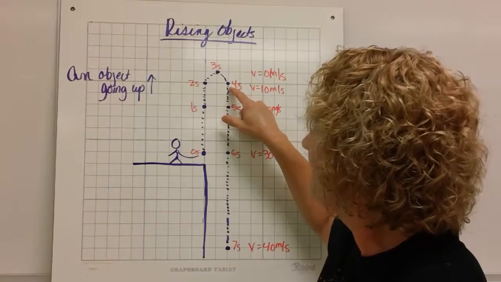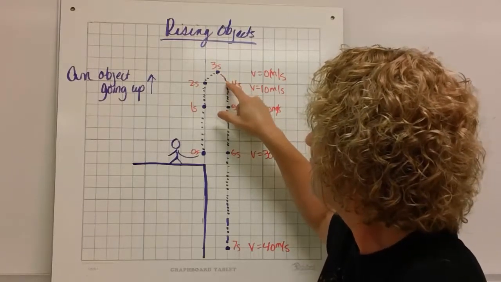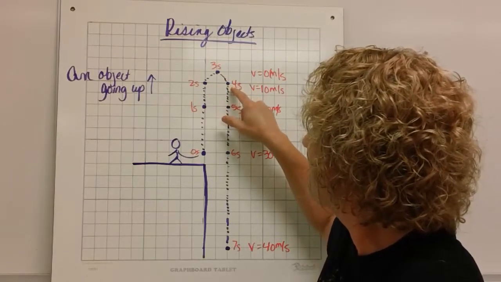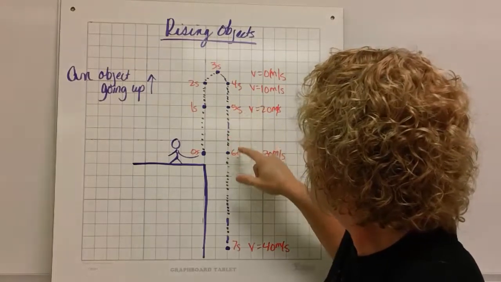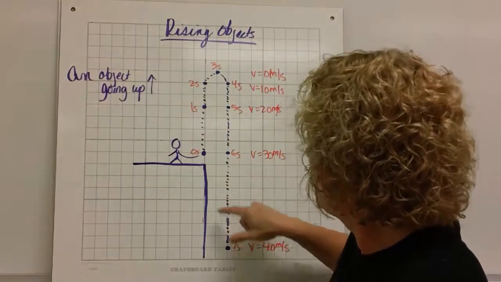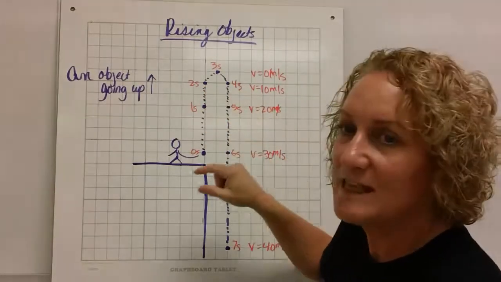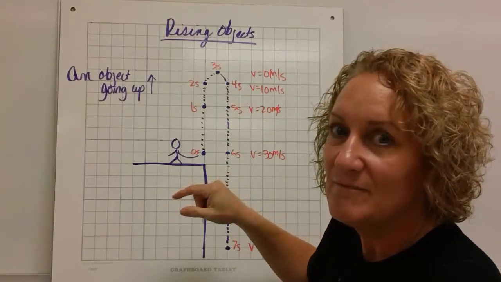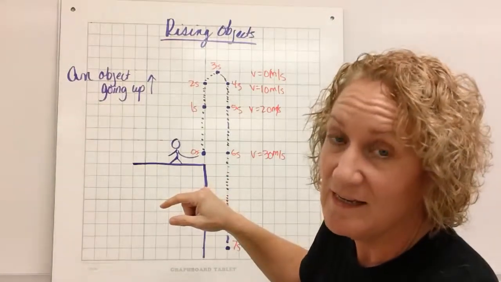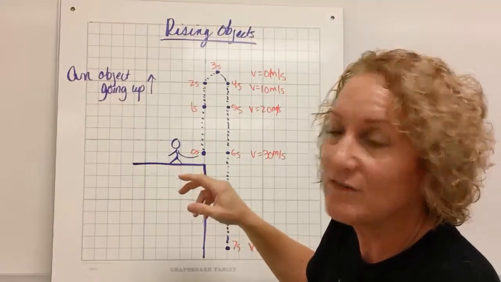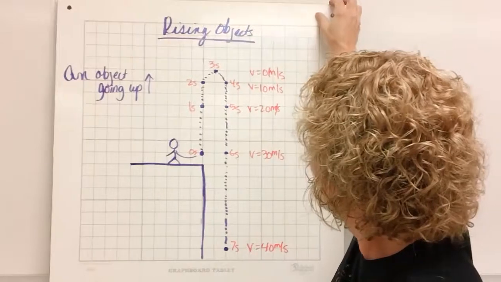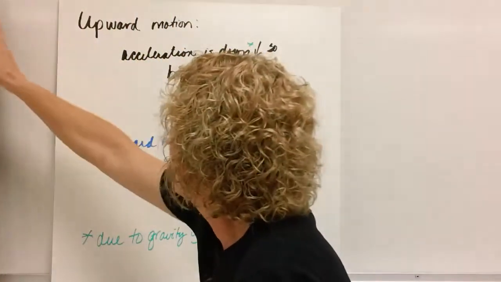At 4 seconds, it has a velocity 10 more than at 3 seconds, so it's got 10 meters per second. 5 is 20, 6 is 30, and 7 is 40. And isn't it interesting that at 2 seconds and 4 seconds, it has the same speed, but it has different directions, so it has different velocity? I thought that was kind of interesting. That's an object going up.